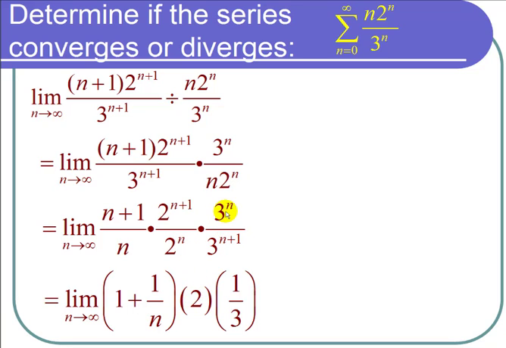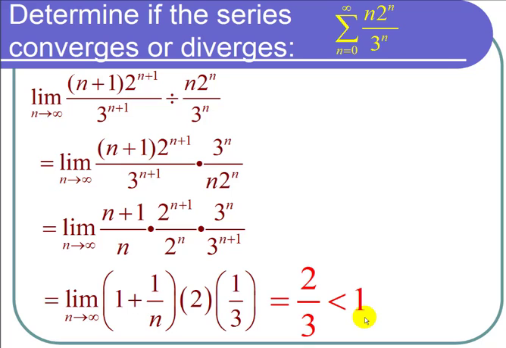And similarly, 3 to the n over 3 to the n plus 1. But here the n plus 1 is on the bottom, so I get 1 over 3. And now I just plug in, if n goes to infinity, 1 over infinity goes to 0. So I get 1 plus 0 times 2 times a third, and that's just 2/3. So remember, we're comparing that with 1, and 2/3 is less than 1.